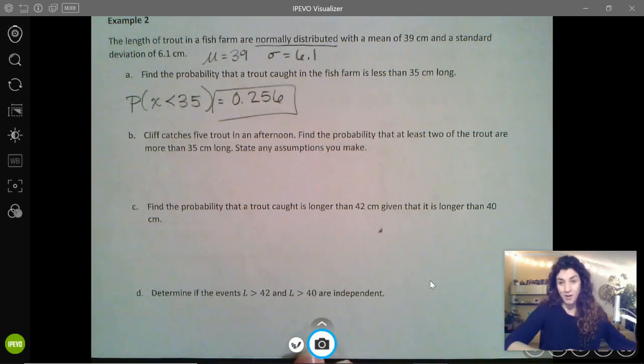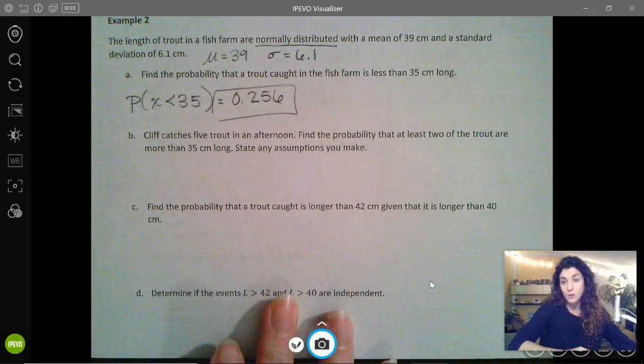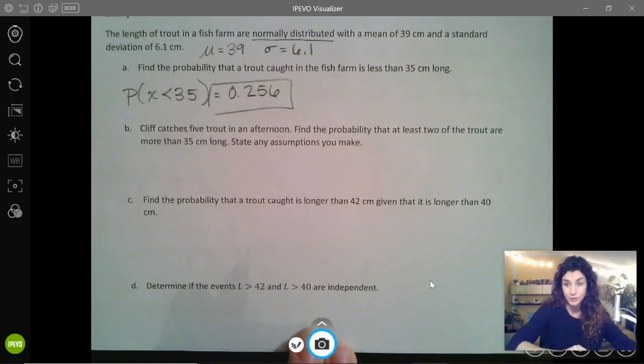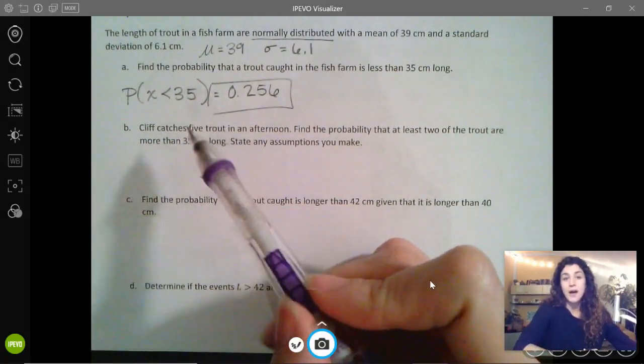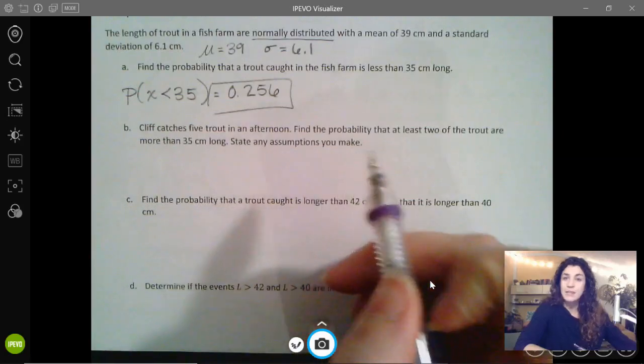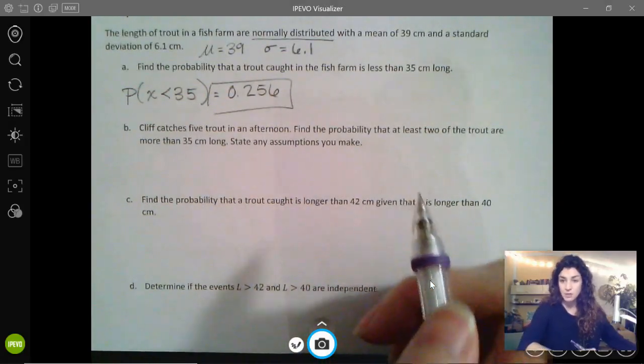The rest of these are a lot harder because this is pretty straightforward. And so now we're going to talk about all the different ways that these normal distribution problems can get difficult. So here we go. It's going to get difficult. Cliff catches 5 trout in one afternoon. Find the probability that at least 2 of the trout are more than 35 centimeters long. State assumptions that you make.